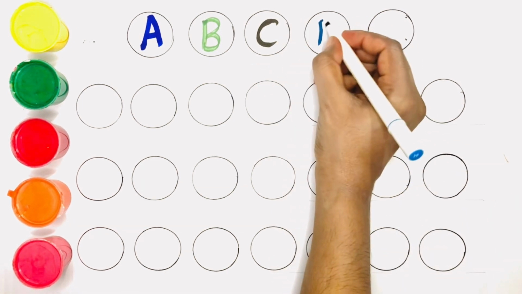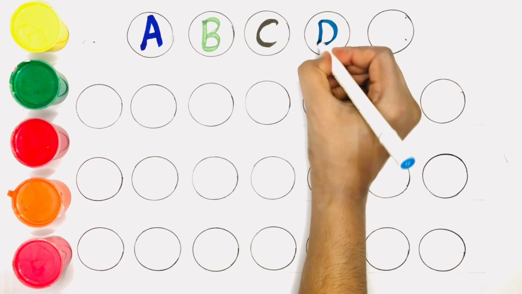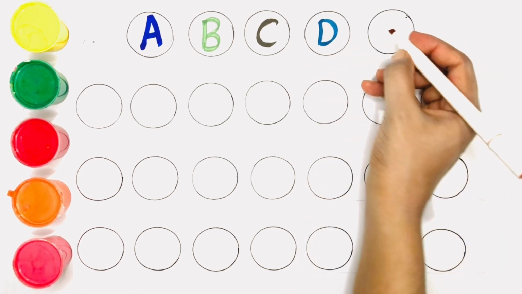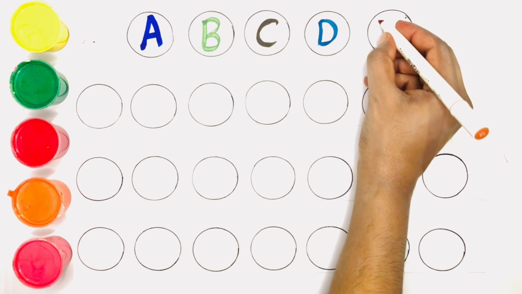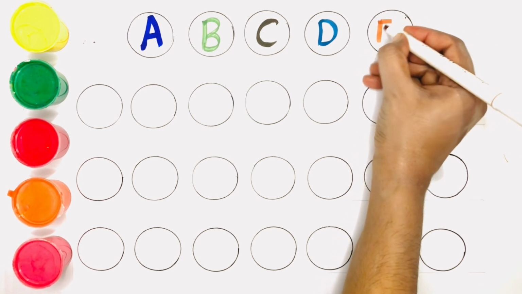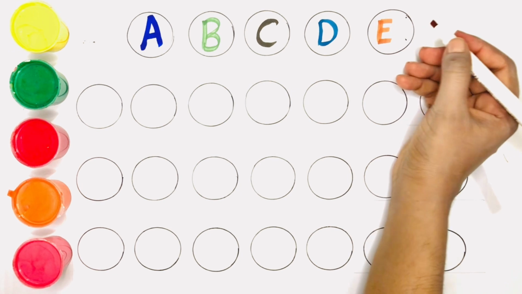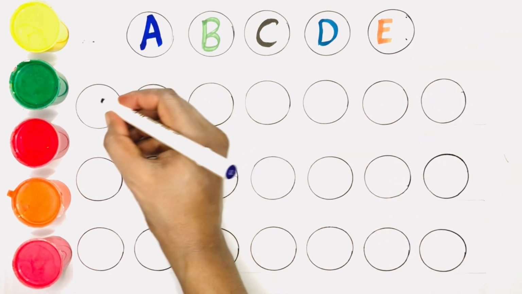D for dog, brown color. E for elephant, purple color.